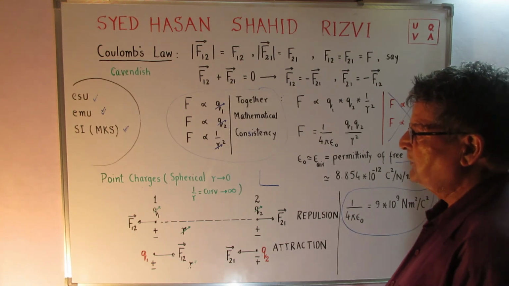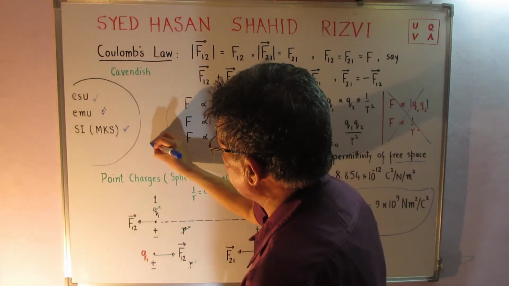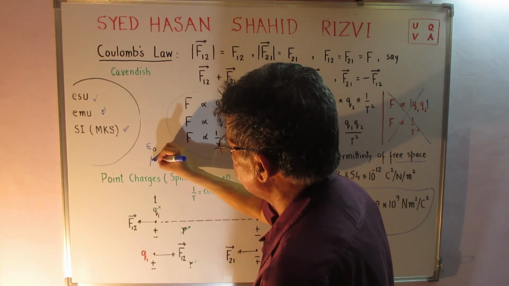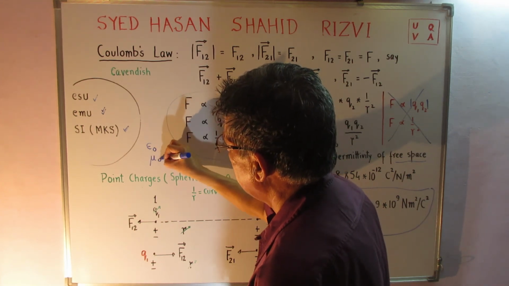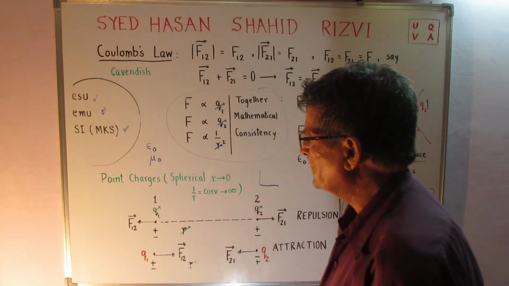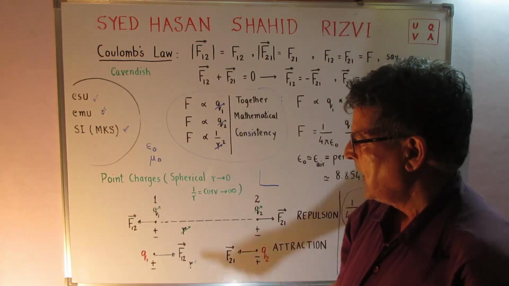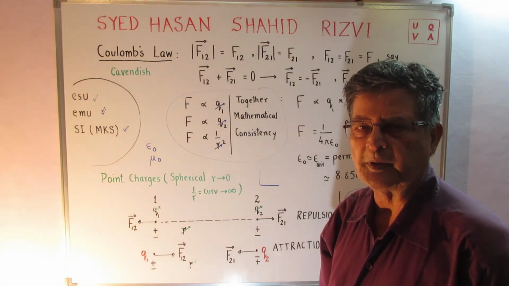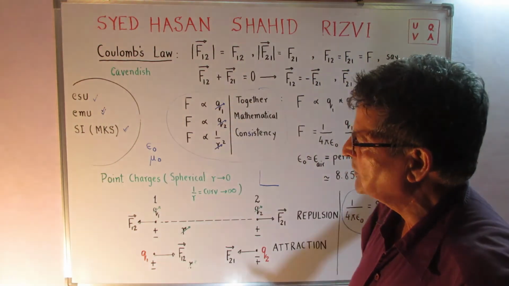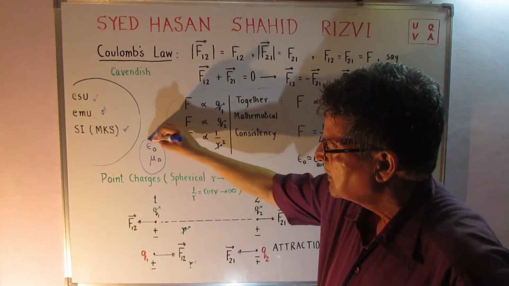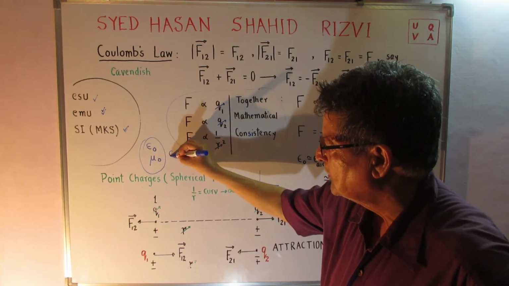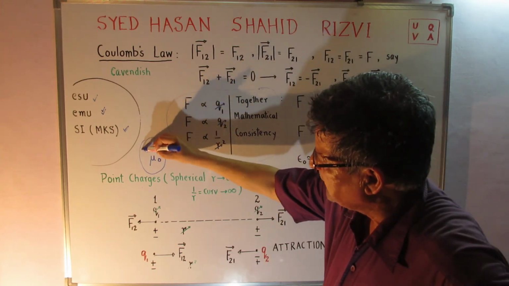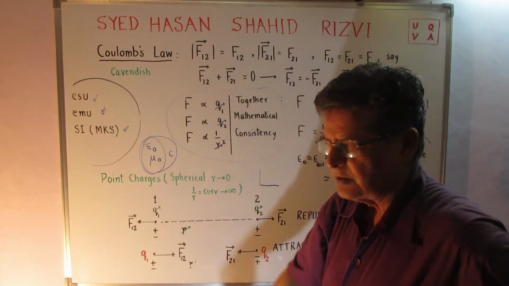Just when I finish off, I will tell you that there is one Mr. Epsilon naught and there is one Mr. mu naught. Mr. Epsilon naught is called permittivity of free space, and mu naught is called permeability of free space. This is what you use in the magnetic quantities, and these two friends together are related to the speed of electromagnetic waves. So there is a beautiful relation which encompasses these three things. We'll talk about that later on.